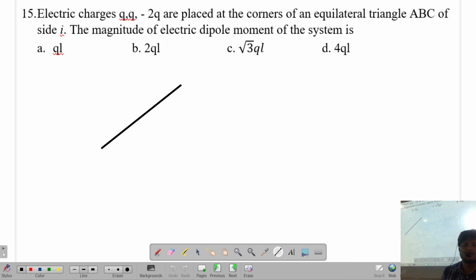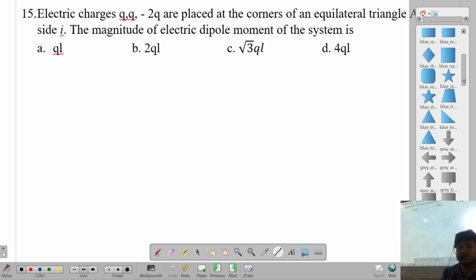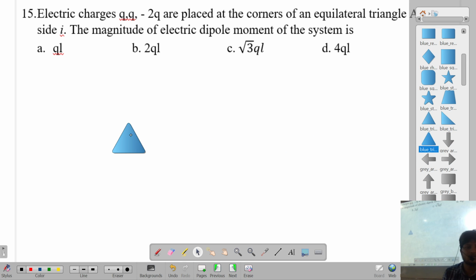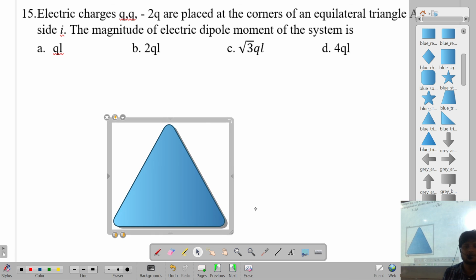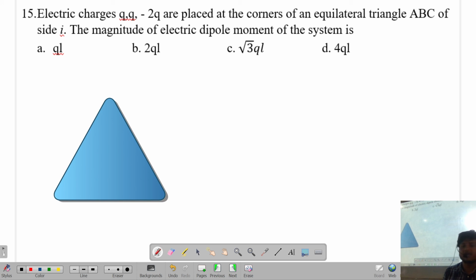Hey, listen. What do you have? What kind of triangle do you have? Equilateral triangle. Every kind of triangle is over here. So you have one. Hey, listen to me.